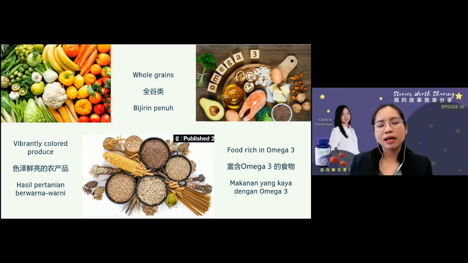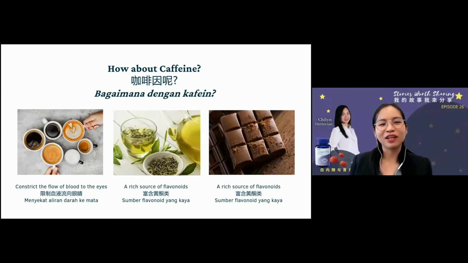Earlier, we mentioned what we should eat, right? Then comes another question. How is caffeine related to our vision health? So caffeine can be found in mainly 3 things that we often eat or drink. The first one is coffee. Everyone knows, right? So second is tea, and third is chocolate.